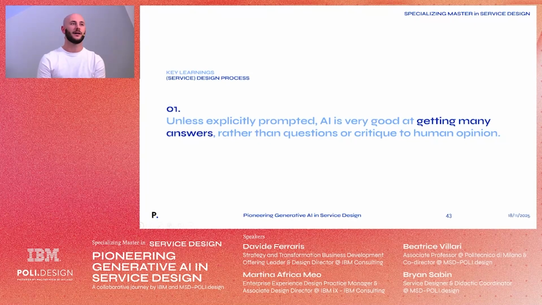And the very first one is that, unless explicitly prompted, AI is very good at giving an answer, as you already know, rather than raising questions or critiquing human opinion. This is something that now is considered a commodity. If any of you have at least once used any generative AI assistant, text or visual based, you can agree with that. The focus here is on the service design process, in which the core contribution of designers is posing questions rather than only answers. And so it takes another meaning if you think about the process of service design.